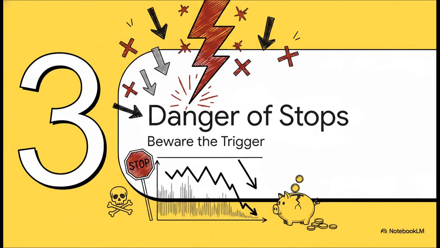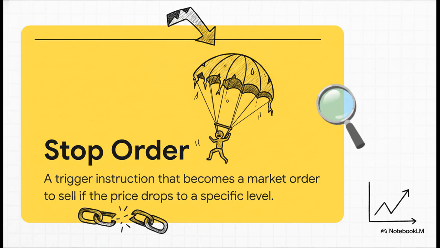Which brings us to Section 3, the danger of stop orders. Okay, listen up, because I need to issue a serious warning about a feature that gets heavily promoted by day traders, but one that can literally devastate a long-term portfolio. So by definition, a stop order is a trigger instruction. It automatically converts into a market order to sell if the asset's price drops to a specified level.